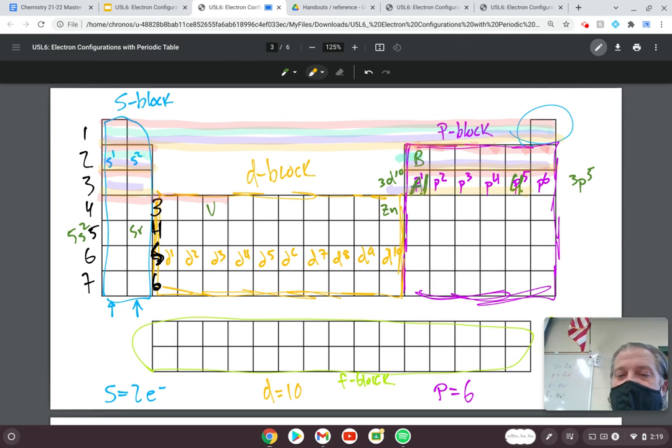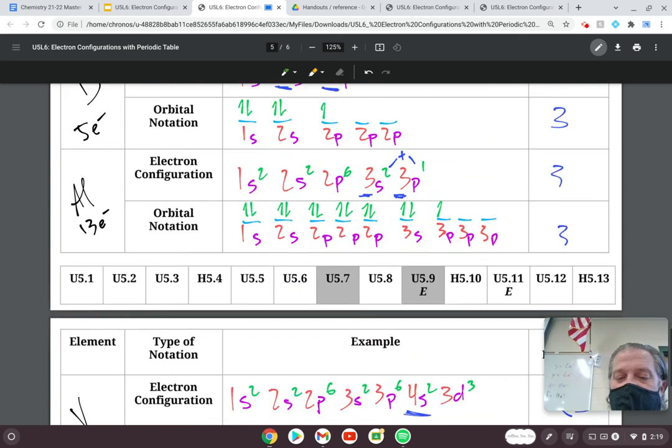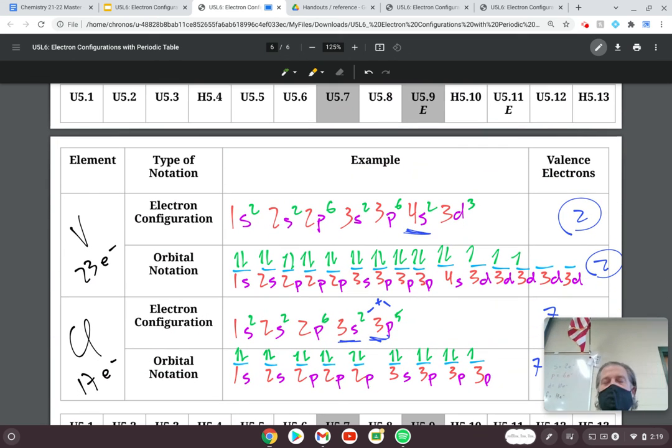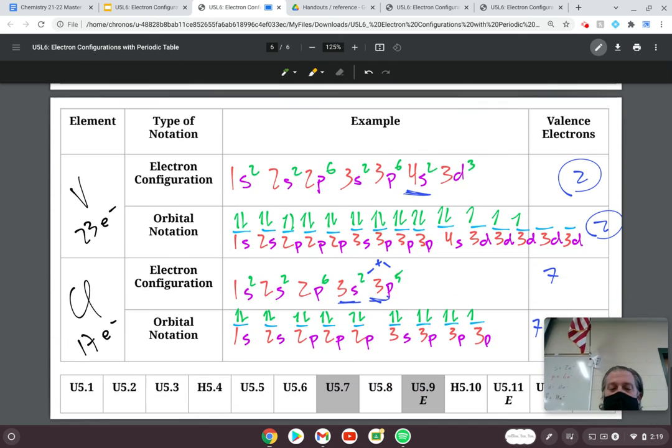So when I go down and I look at my answer, I had 1s2, 2s2, 2p6, 3s2, 3p5. And I noticed that the biggest energy level is the third energy level. 2 plus 5 is 7. Questions? Yep, right.